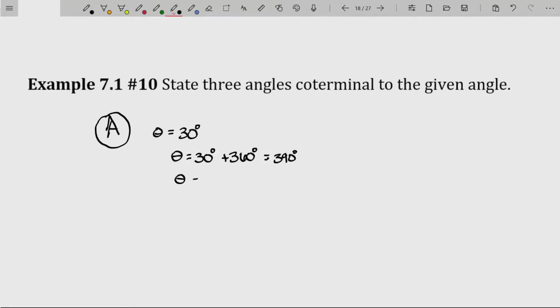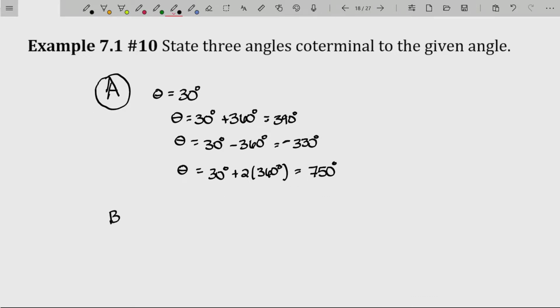Let's see. How about 30 degrees minus 360? That's a negative 330 degrees. What else? Well, there's not very many choices. You either add or subtract a multiple of 360. There's just nothing else you can do. So, 30 plus 2 sets of 360. And so that's 720 plus 30, that's 750. There you go. That's how you get coterminal angles.